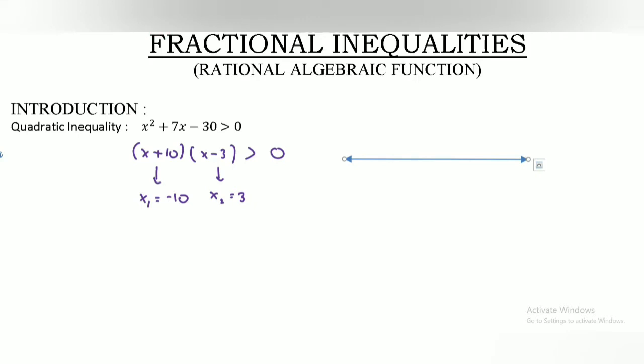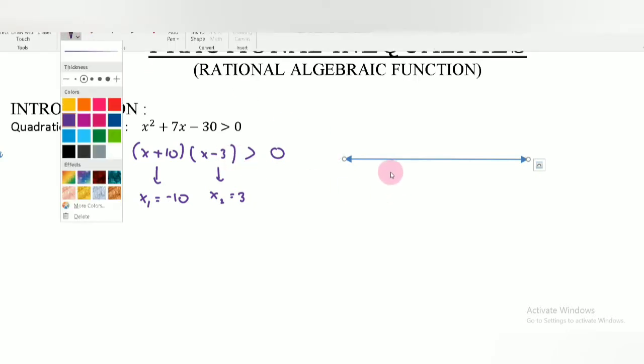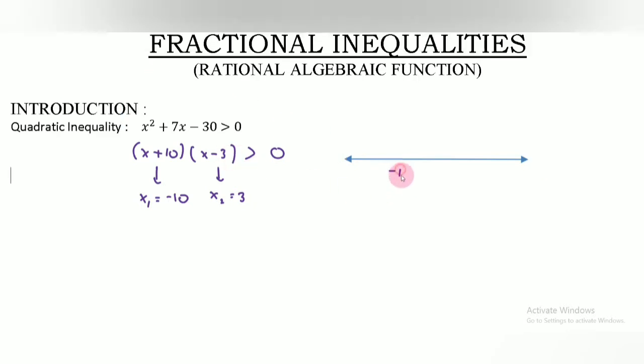So the border will be negative 10, and then the other one is 3. Since the inequality is only greater than, without any equal sign, we leave an open circle at each border, since the solutions cannot equal negative 10 and 3. And then the rest is just testing the areas. We have 3 different areas divided by negative 10 and 3.